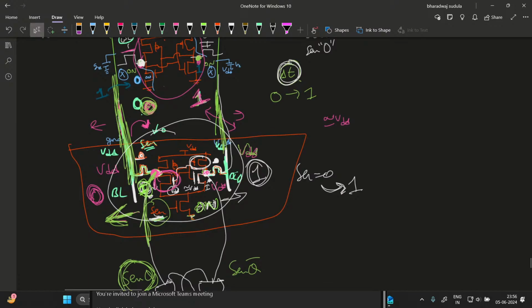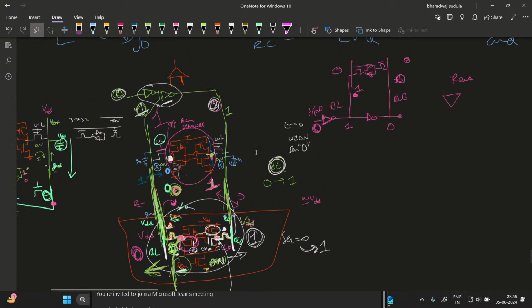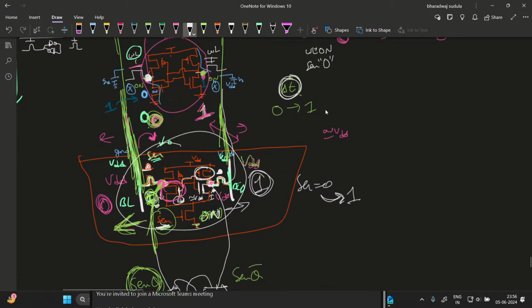This is the read and write cycle, and as I have said, there is a delta T to turn on the sense enable. This signal actually comes from a self timing circuit. There will be some word line replica, cell replica, and all those things, and you'll get the SenseAmp enable.